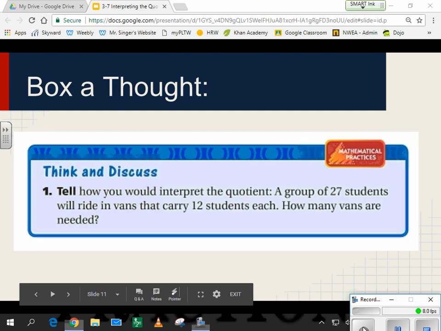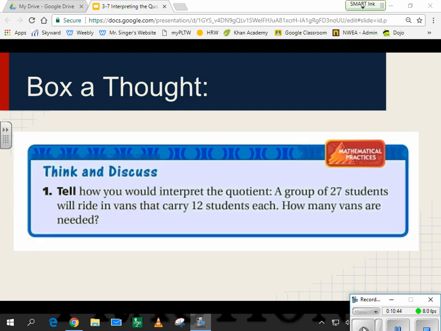Okay, cool. So go ahead and work on your box of thought today. It says, tell how you would interpret the quotient. A group of 27 students will ride in vans that carry 12. How many vans are needed? I'm not asking you to solve it. I'm asking for you to explain how many vans are needed. Explain how you come up with your answer.